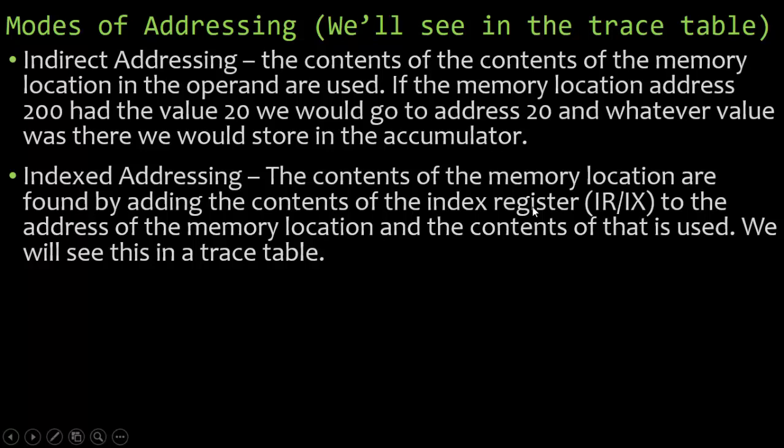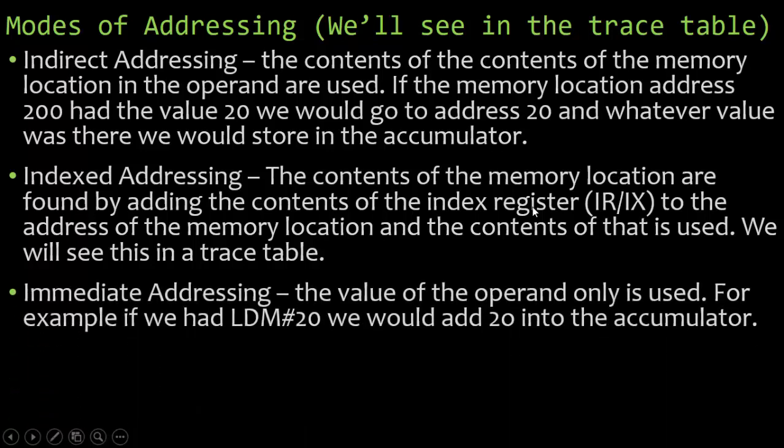But if you just go to the trace table and say indexed addressing, what is that? You may not have the background knowledge, so you may be overwhelmed. So this, with the combination of a trace table video, which we're going to make, will definitely help you out. I want to see everybody succeed. Immediate addressing. The value of the operand only is used. For example, if we had LDM number 20, we're not going to address 20. We're using immediate addressing. We're adding 20 into the accumulator.